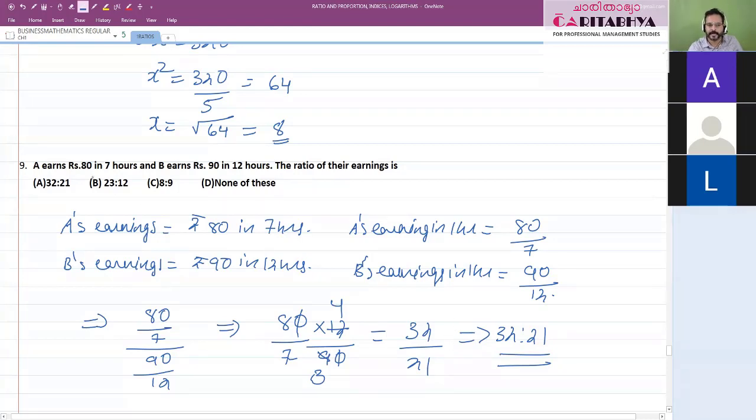Because what is given is what one earns in 7 hours and what the other earns in 12 hours, so we take what both get in 1 hour and then find the ratio. So the answer will be 32 is to 21.